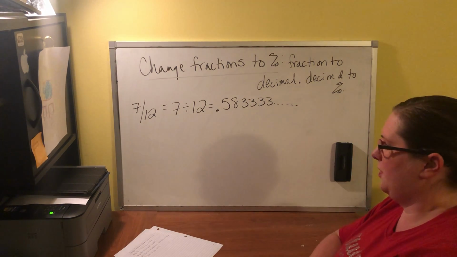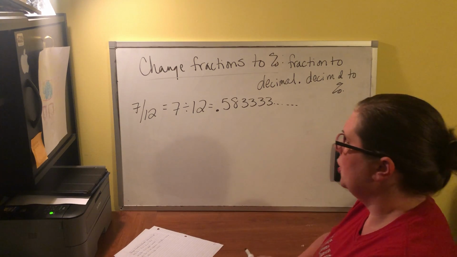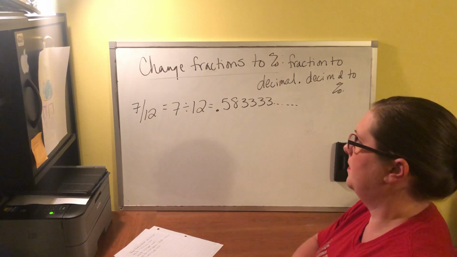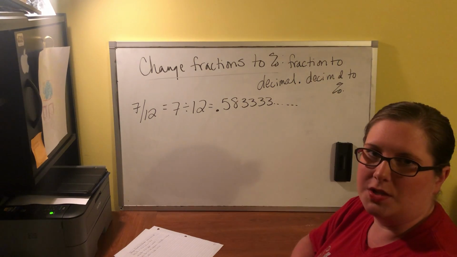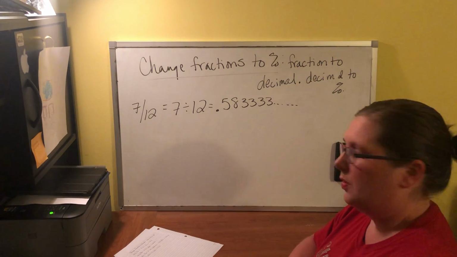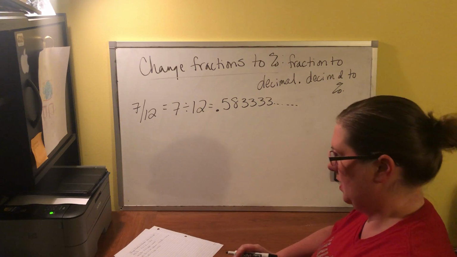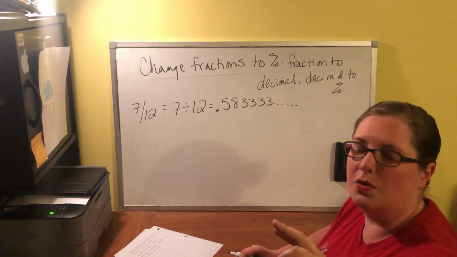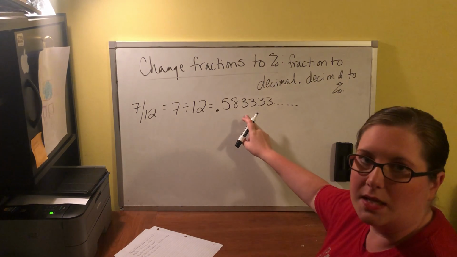So there's a repeating 3. Usually when this happens, or is going to happen for a problem, they're going to write in the instructions that you need to round. Typically it'll be, round to the nearest tenth. Remember that TH lets us know that we're dealing with the decimal place.